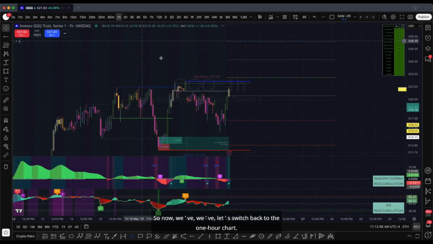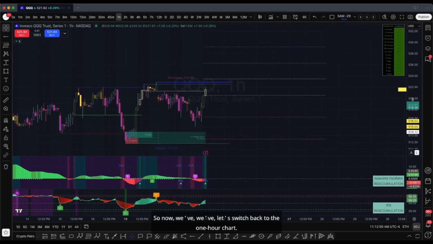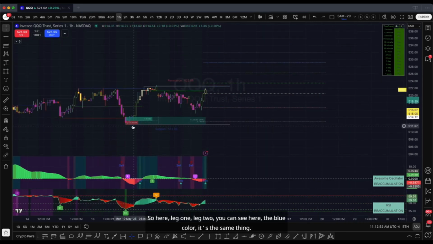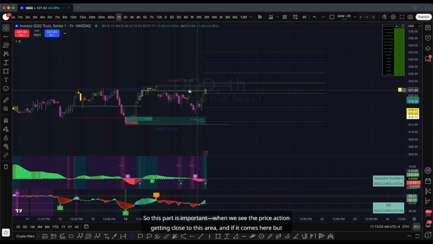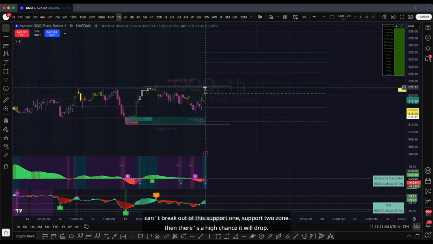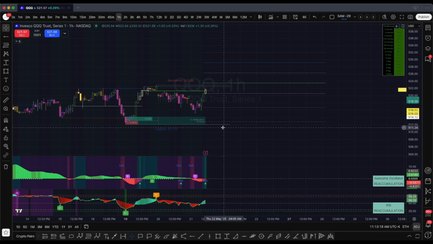So now let's switch back to the 1-hour chart. Okay, so here, leg 1, leg 2, you can see here, the blue color is the same thing. If this is the resistance 1, resistance 2, we can already see it. So this part is important when we see the price action getting close to this area. And if it comes here but can't break out of this support 1, support 2 zone, then there's a high chance it would drop. Okay.